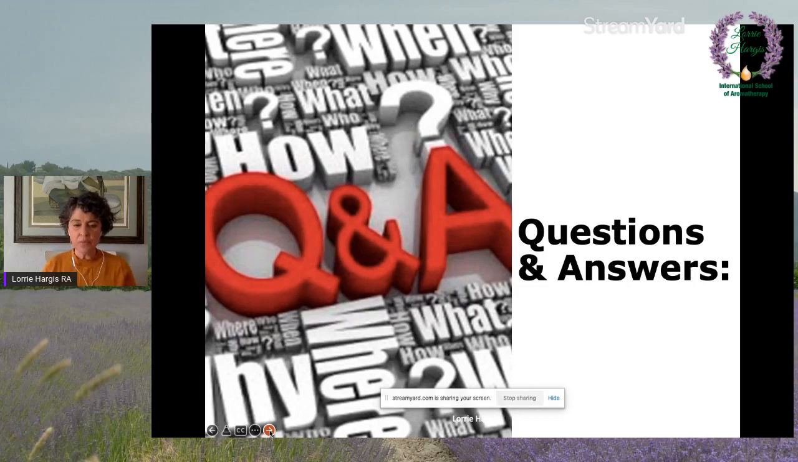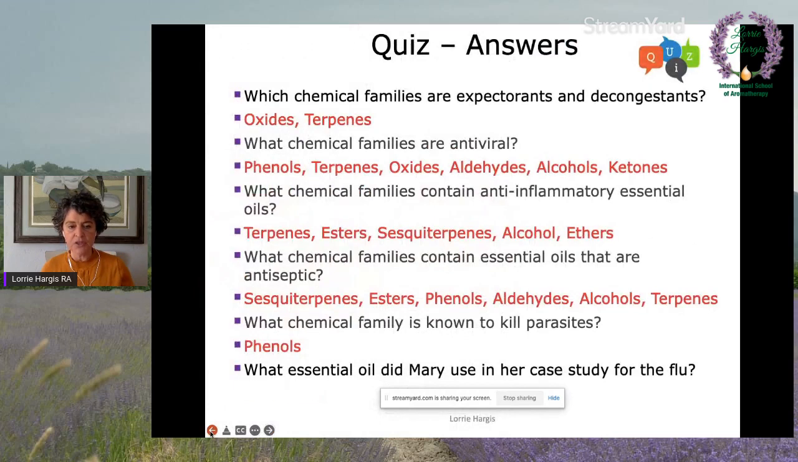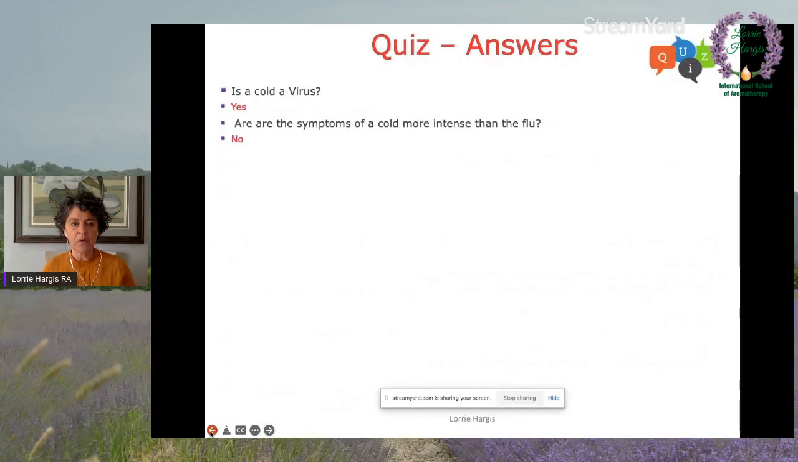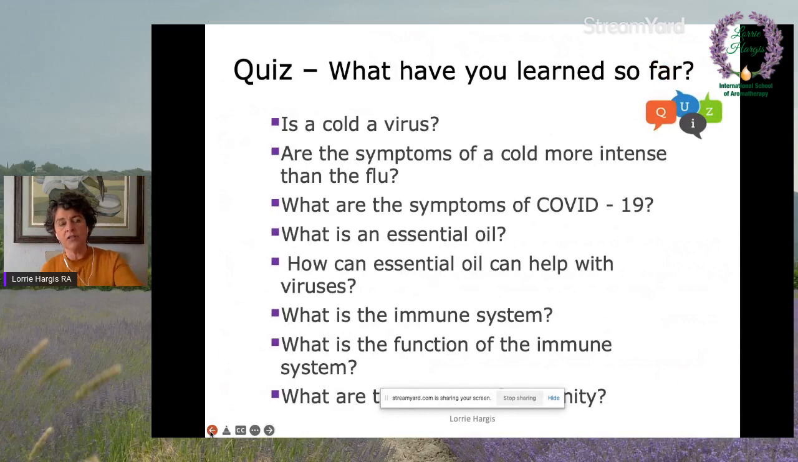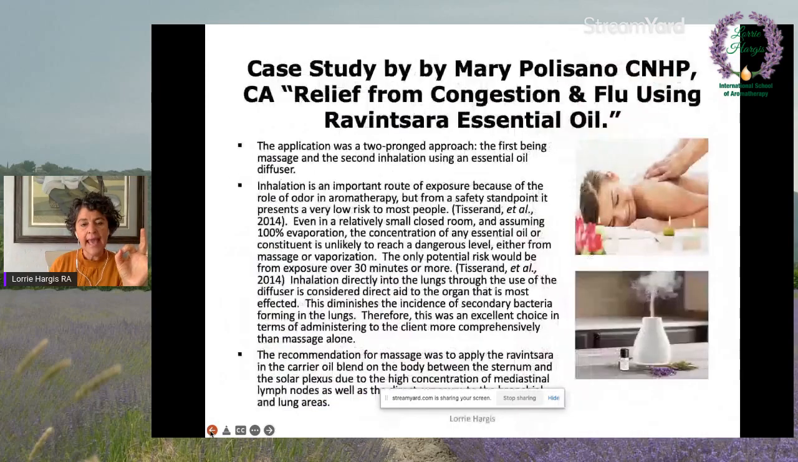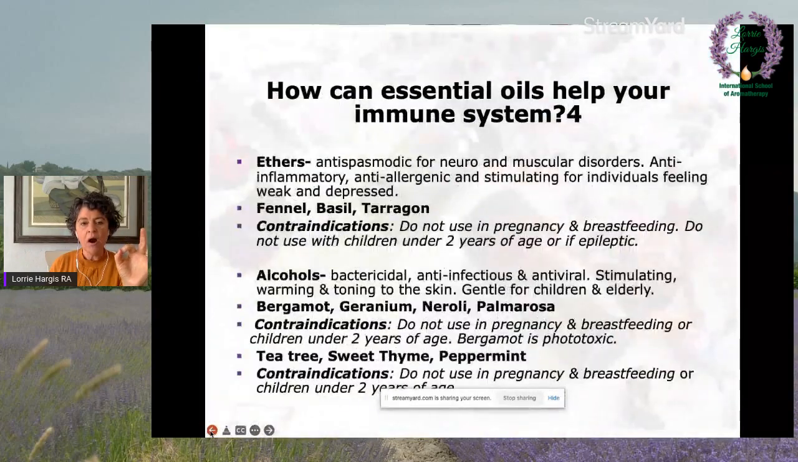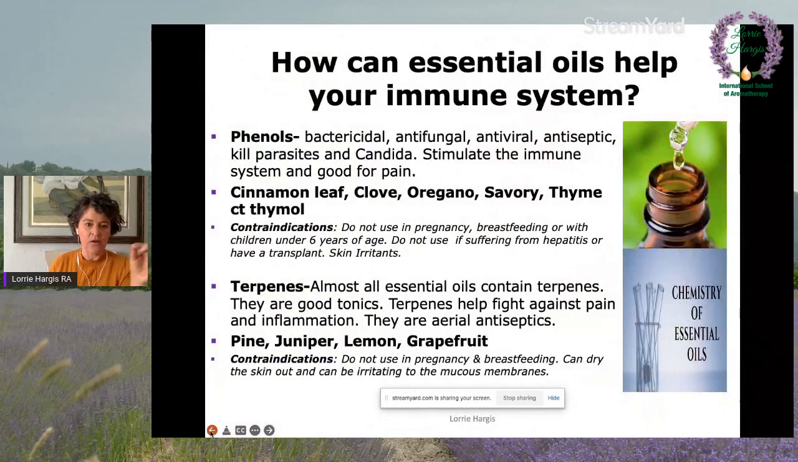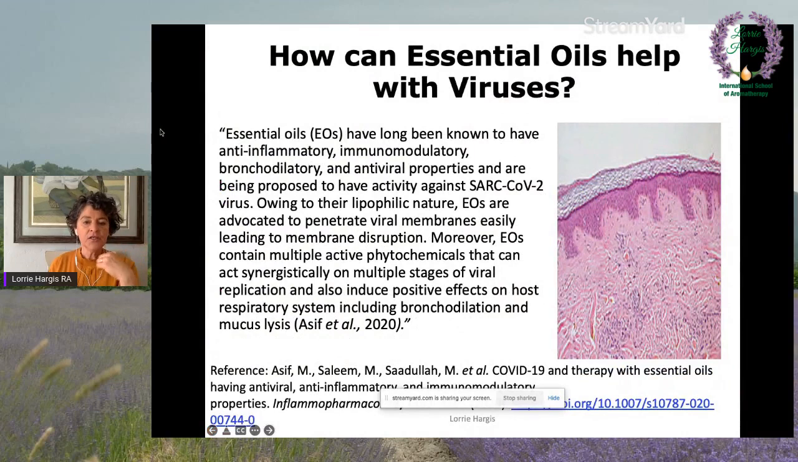Okay, here was a good question. Can you give us more information on how essential oils stop the replication? Well, if we look at the science of this, essential oils are lipophilic, which means they love fat. They can penetrate the cell and the protein of that cell. This is why they work so well on viruses. Viruses are smaller than bacteria, and essential oils can get in there more easily than other things. So in this study it says, owing to their lipophilic nature, essential oils are advocated to penetrate viral membranes easily, leading to membrane disruption.